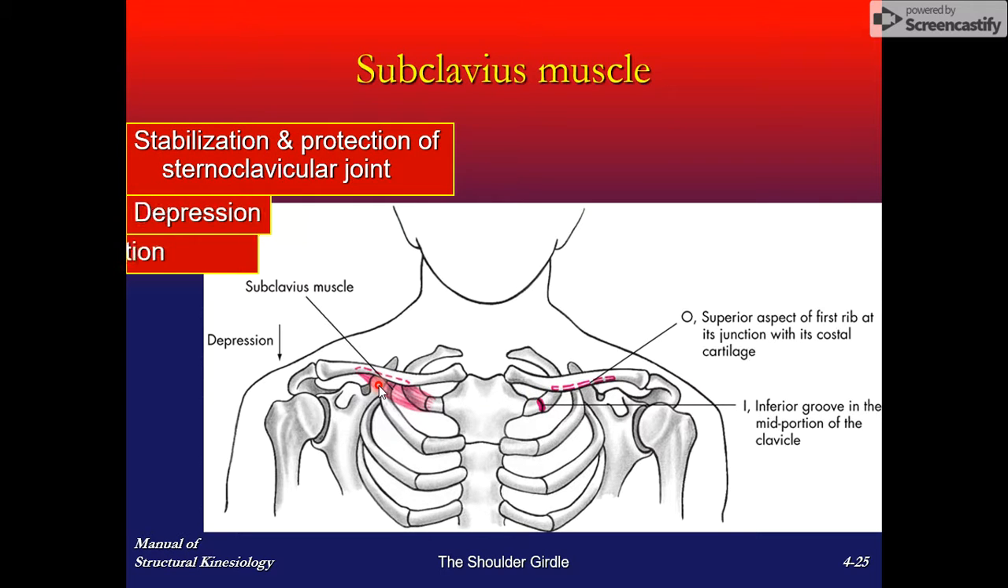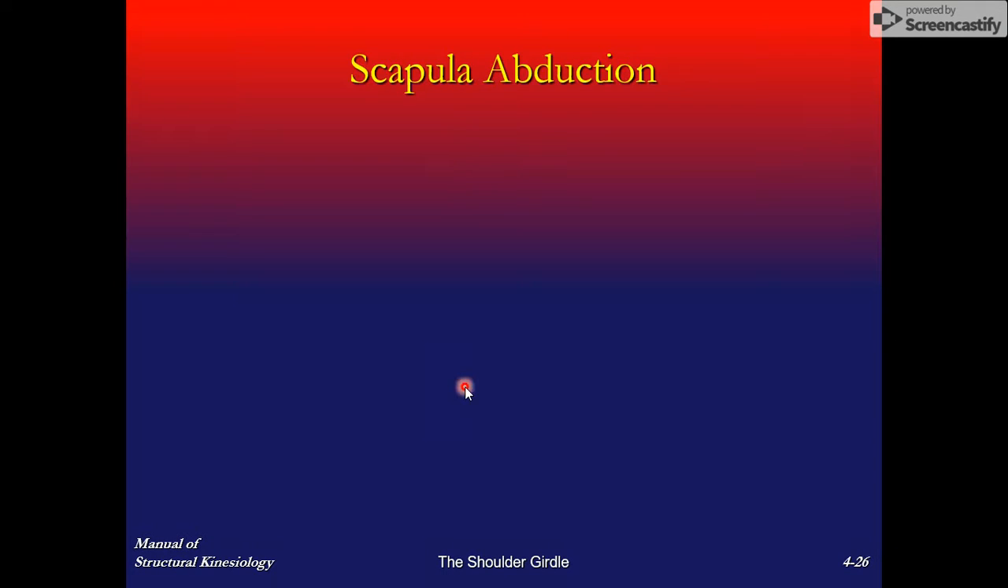Subclavius, right below the clavicle. Stabilization and protection of the sternoclavicular joint. Right here is the manubrium/sternum, and here is the SC joint, right here, sternum and clavicle. Aids in depression and abduction away from the body.